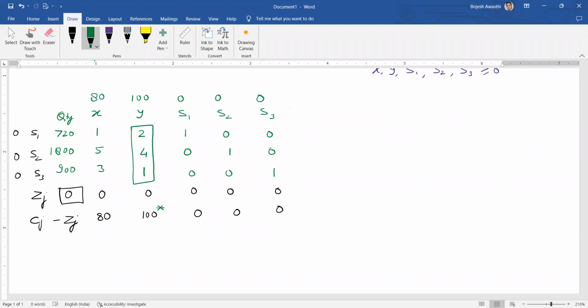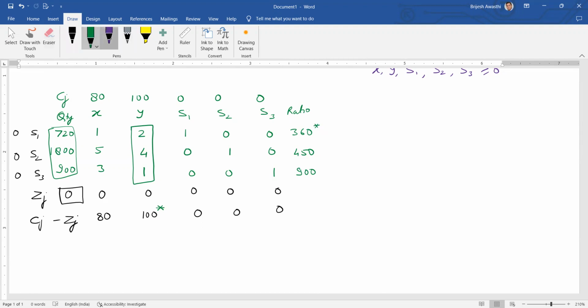Now I am going to calculate a ratio. And the ratio is basically quantity divided by key column. 720 divided by 2 is 360. 1800 divided by 4 is 450. And 900 divided by 1 is 900. And the minimum positive value is 360.